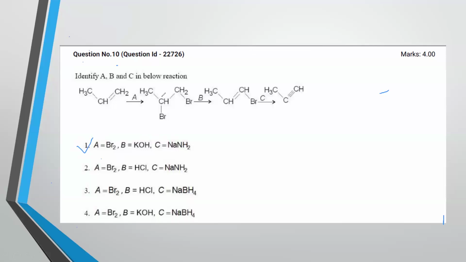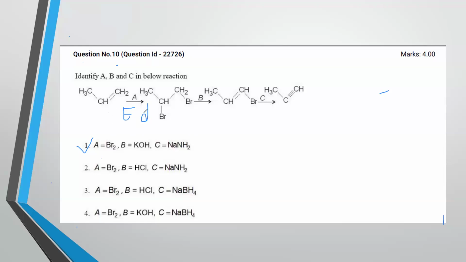Why? Because here first an addition reaction is taking place and it is an electrophilic addition. Alkene gives which reaction? Alkene, not alkane. Alkene gives which reaction? Addition reaction. Yes. Which addition, though? Whether electrophilic or nucleophilic? Electrophilic addition. Okay. Alkene gives electrophilic addition. Nucleophilic addition is given by aldehydes and ketones. They will give nucleophilic addition. Alkene gives electrophilic addition. The first one is an electrophilic addition.